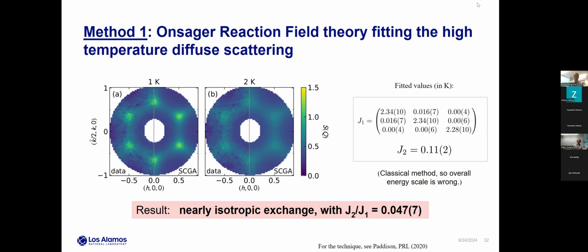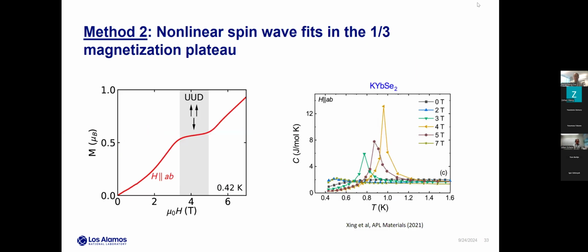And then if you take the ratio of the second neighbor exchange to the largest of the first neighbor exchange terms, you find a J2/J1 of 0.047, which is really close to the 0.06 or thereabouts you need to stabilize a spin liquid. Next slide, please.